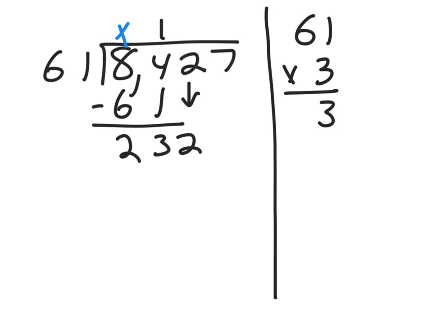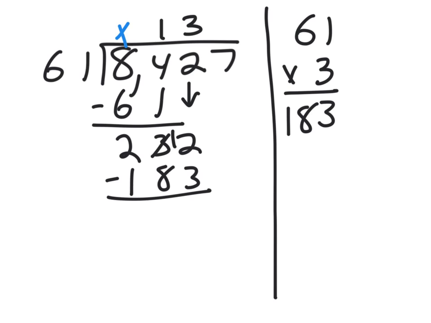3 times 1 is 3. 3 times 6 is 18. 183. Okay? Put the 3 up here. And I put the 183 down here. And I'm going to subtract. Got to borrow. 2 becomes a 12. 3 becomes a 2. 12 minus 3 is 9. 12 minus 8 is 4. 1 minus 1 is 0. Is 49 less than 61? Yes, it is. Bring down the next number.